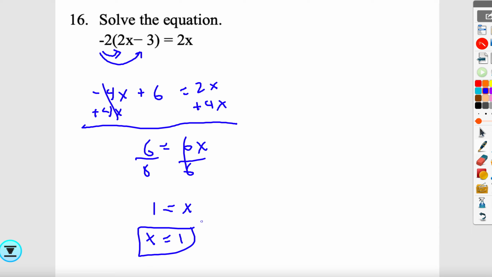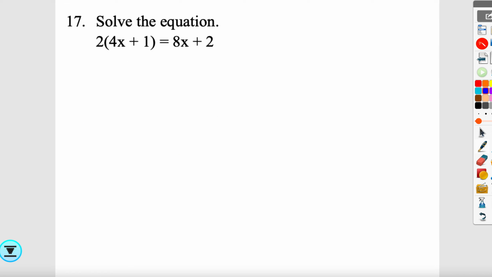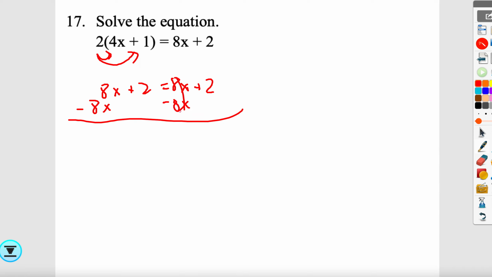So far, so good. Let's keep going. Number 17. Distribute the 2 here. So now I get 8x plus 2 equals 8x plus 2. Subtract 8x from both sides. Zeros out, so I get 2 equals 2. Subtract those 2 again. I get 0 equals 0, which is a true statement.